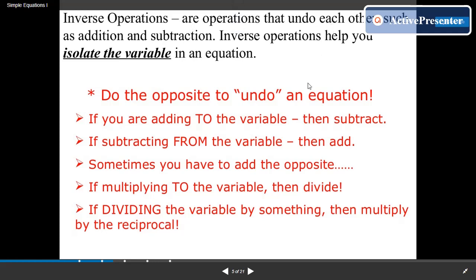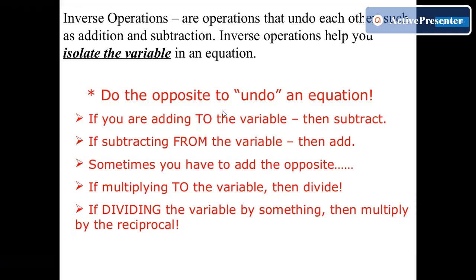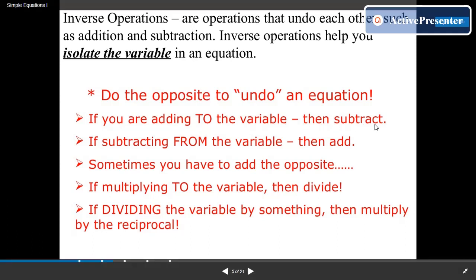For example, if you do an addition with a variable, you have to do subtraction on both sides, okay? If you're adding to the variable, then subtract. If you're subtracting from the variable, then just add. Sometimes you have to add the opposite. If multiplying the variable, then divide. If dividing the variable by something, then multiply by the reciprocal. These are the rules that we use to actually find the value of a variable in a simple equation.